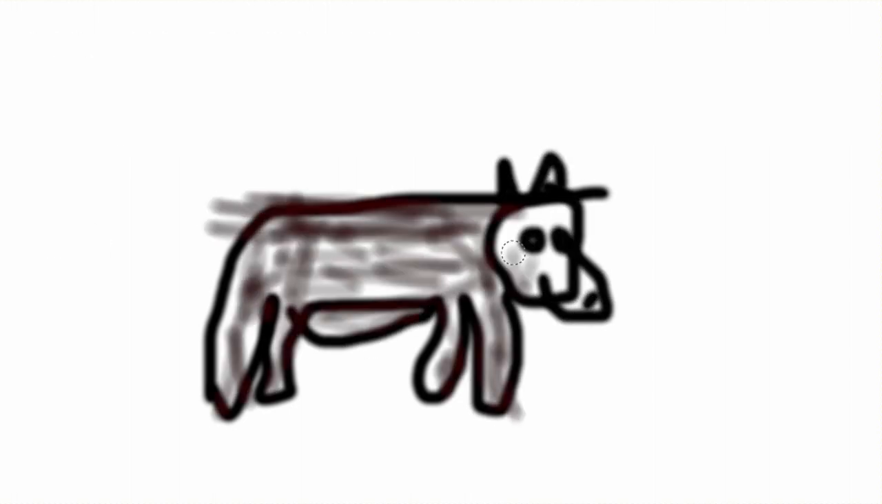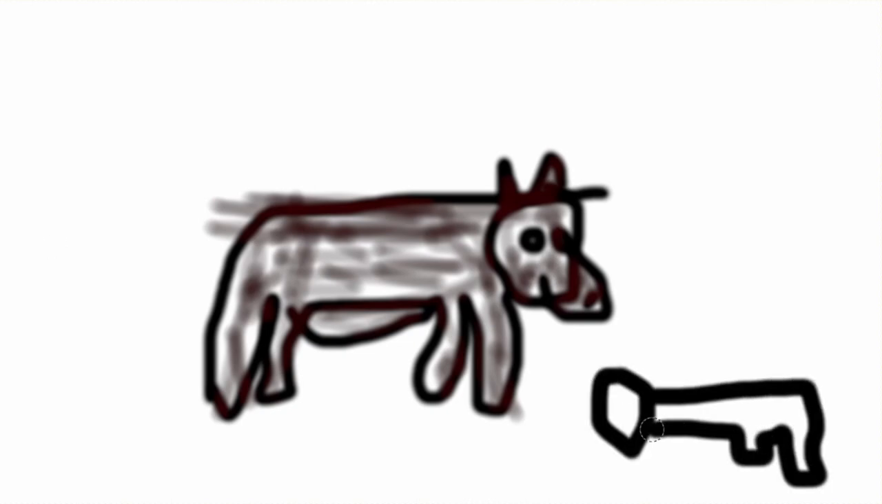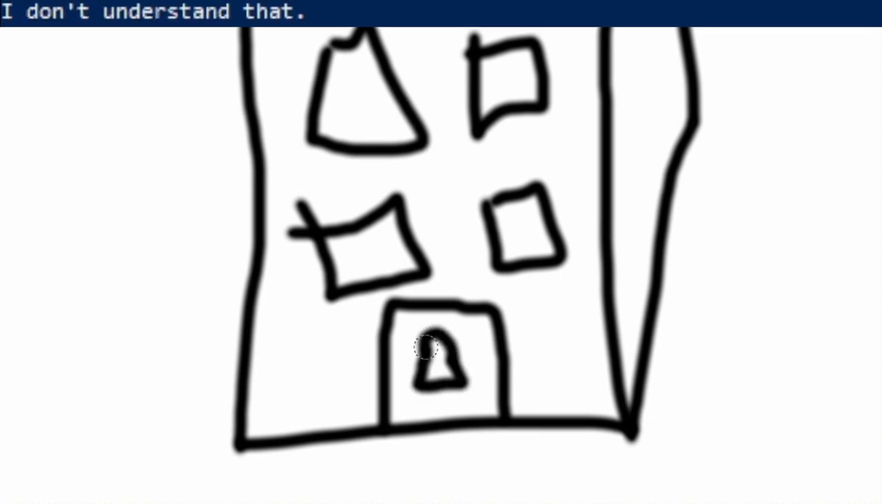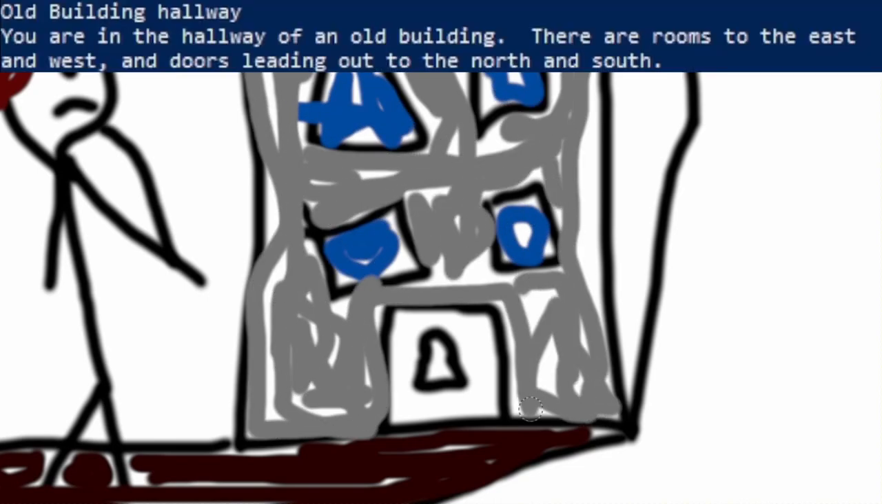Anyway, we use the food to avoid being devoured by a ferocious bear. And the bear drops a key on the floor. I wonder what this key could possibly be for. Let's head back to the building. Use key. I don't understand that. Use brass key? I don't understand that. Open building? I don't understand that. Enter building. Okay. Alright, fine.